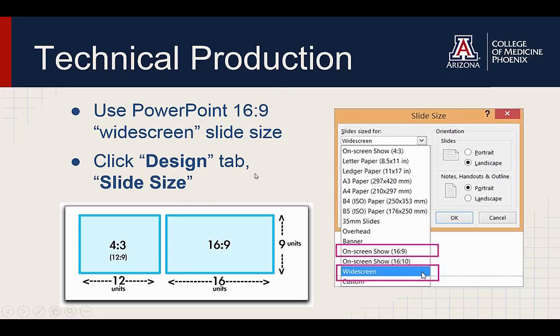You can do this pretty easily. Just click on the Design tab in PowerPoint, and then you'll see a slide size selector. Just choose widescreen or anything that says 16:9 and push OK, and you'll have a widescreen presentation just like you're looking at right here.